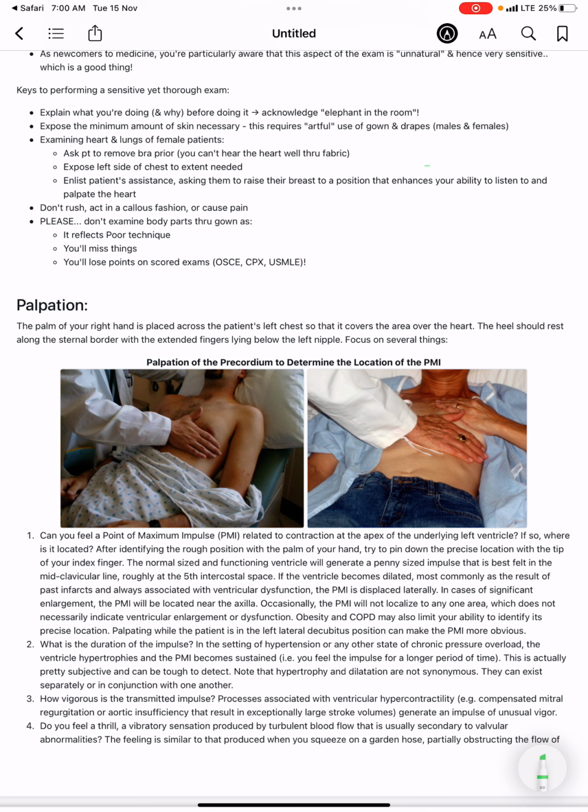Keys to perform a sensitive yet thorough exam: explain what you are doing and expose the minimum amount of skin necessary. Examine heart and lungs of female patients, exposing the left side of the chest to the extent needed. Enlist the patient's assistance, and don't rush or act in a careless fashion.